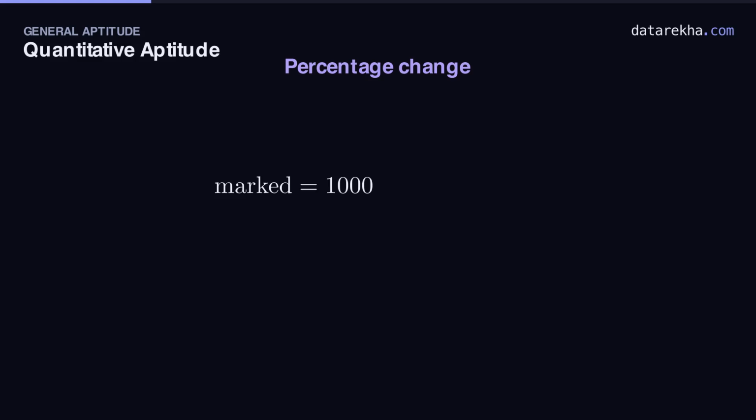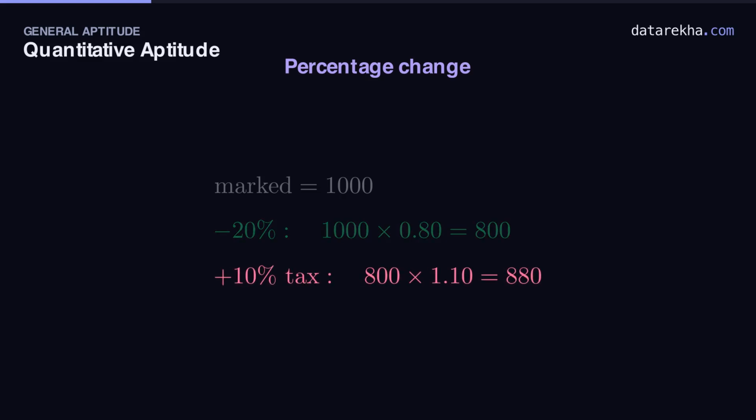Watch it settle the shirt. Marked 1000. First, the 20% discount on the marked price. 1000 times 0.8 is 800. Then 10% tax. But on the discounted 800, not the original. 800 times 1.1 is 880. That different base is the whole trick.